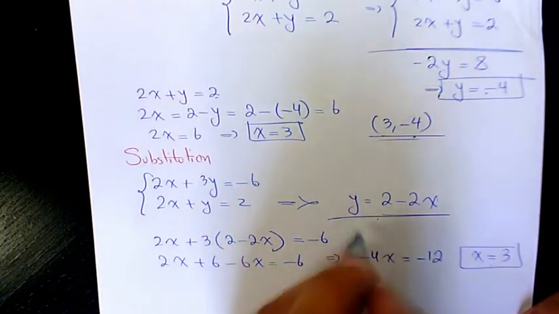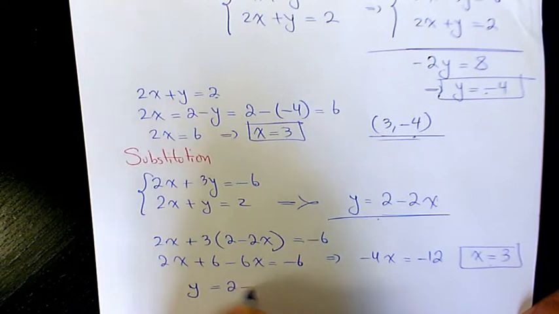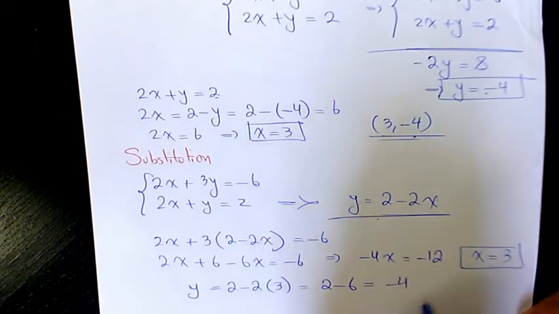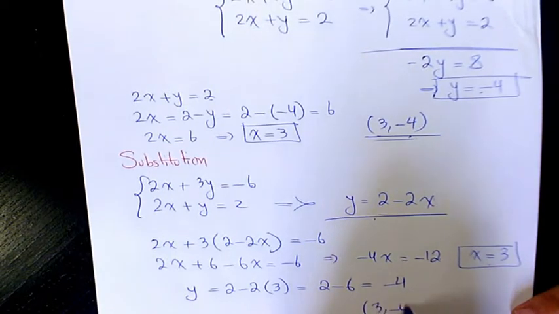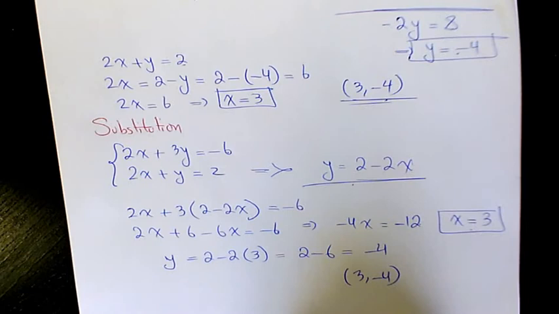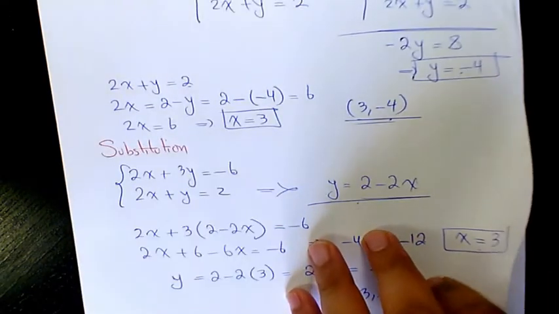Then you sub it in this equation. y will be 2 minus 2 times x. So it's going to be 2 minus 6 equals negative 4. So 3 and negative 4 is going to be the point of intersection. Let's see the next example.